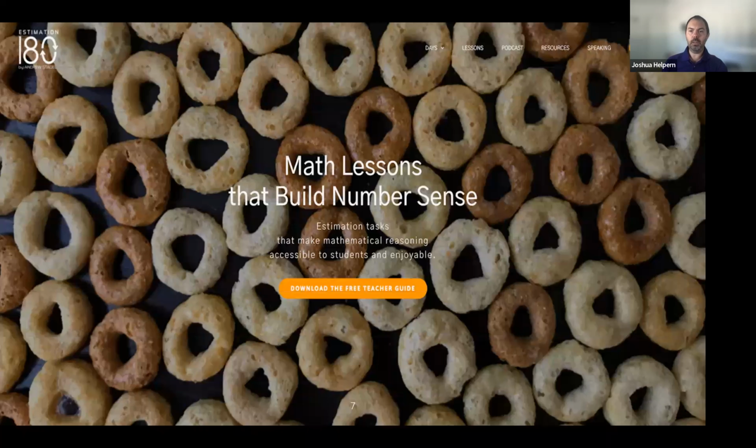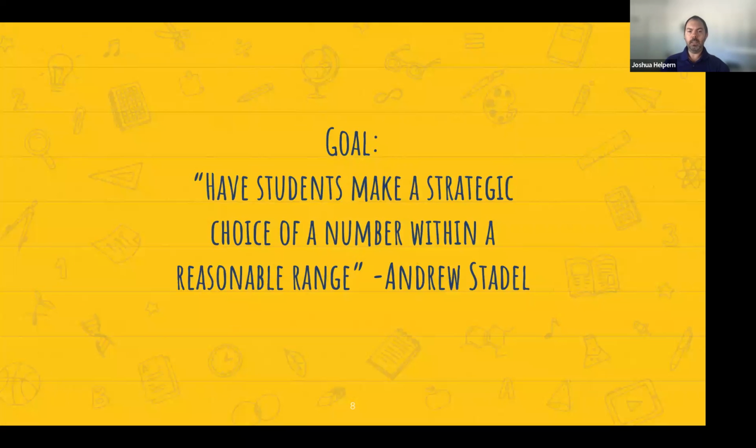And then the other thing that you're going to use is the days section. And the days, he's got hundreds of days in there, each with a different estimation activity. So I'm going to go through some of those with you so you could see what this would look like with your students. Our goal is to have students make a strategic choice of a number within a reasonable range. And so what that means is when they're estimating, we don't want them just guessing randomly. We want them actually to be thinking about this and problem solving and coming up with a reasonable answer.